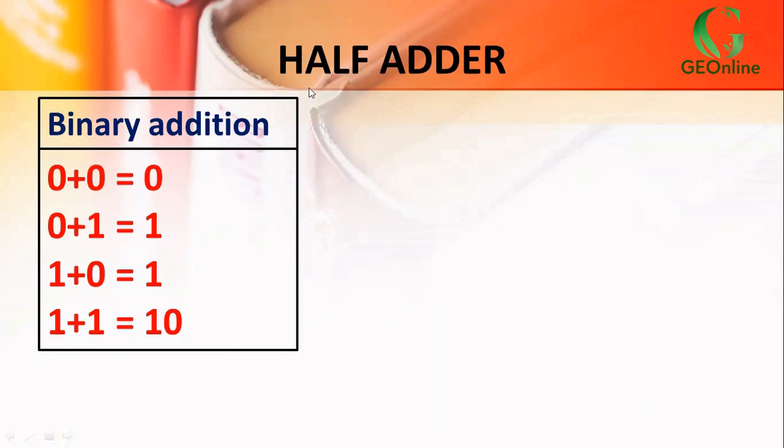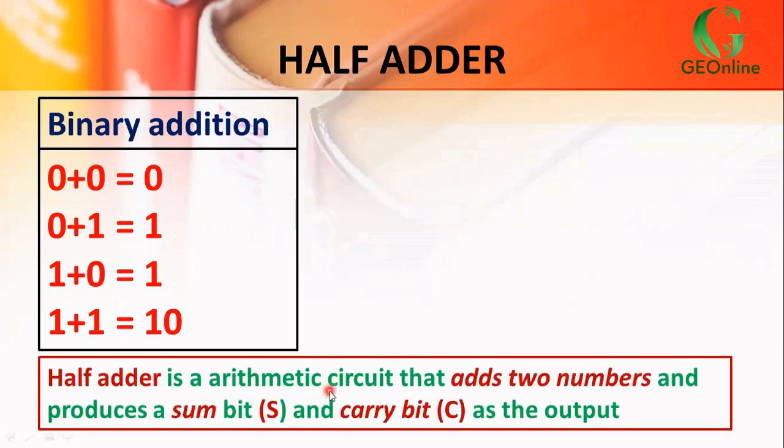A half adder is a circuit which is used to add two digits. A half adder is an arithmetic circuit that adds two numbers and produces a sum bit S and a carry bit C as the output. In this case, 0 plus 0, sum is 0; 0 plus 1, sum is 1; 1 plus 0, sum is 1. Here 1 plus 1, we have 1, 0. So in the case of the sum bit, we have 0, and we have a carry, that is 1.